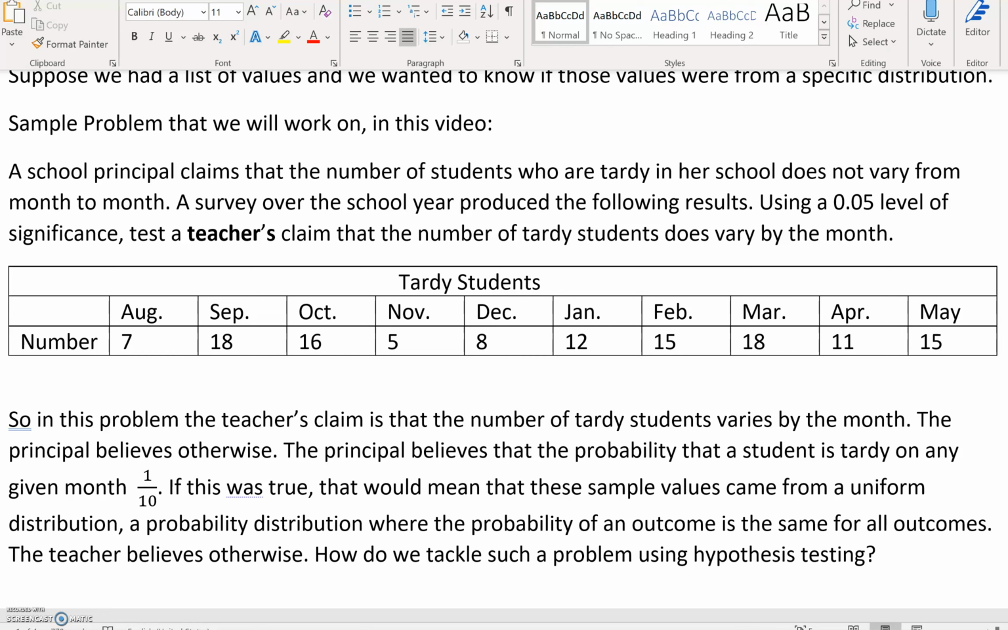Now, if the principal's claim is true, that would mean that these sample values came from a uniform distribution. A uniform distribution is a probability distribution where the probability of an outcome is the same for all outcomes. Now, bear in mind that the principal's claim is not what we're doing the hypothesis test on. It says here in the problem that we need to use a 0.05 level of significance to test a teacher's claim that the number of tardy students does in fact vary by the month. So the question is, how do we tackle such a problem using hypothesis testing?